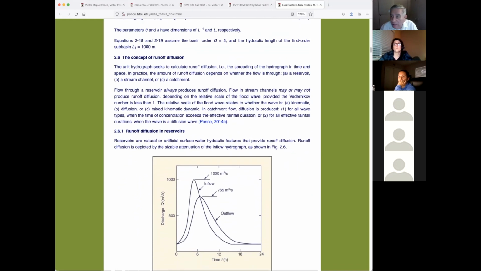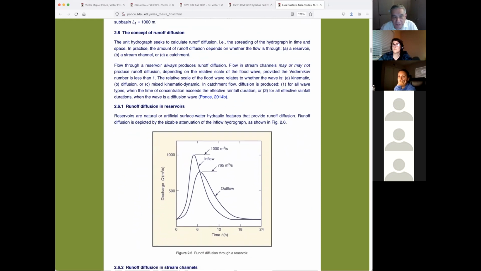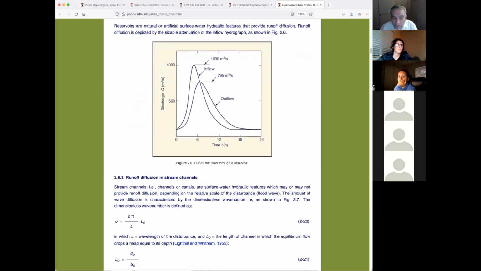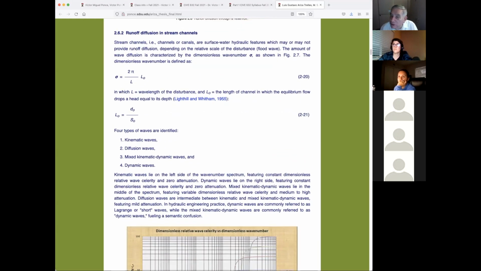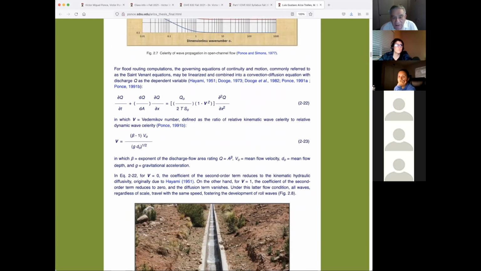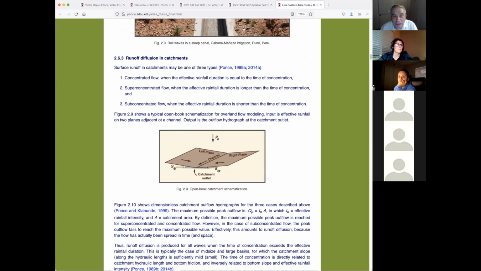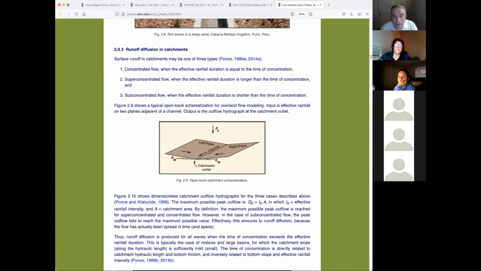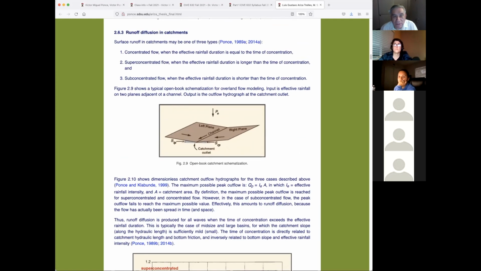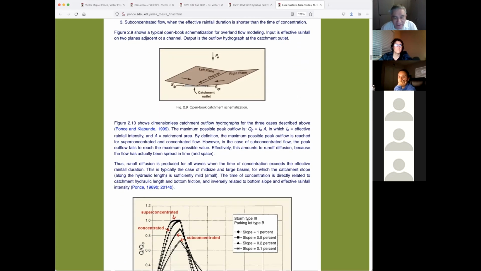What we're calculating as engineers is how much random diffusion you are having. Random diffusion in reservoirs, we already talked about. Random diffusion in stream channels, there's our S-curve. And random diffusion in catchments, I believe we already did this work. I think so. Yeah, we have. I'm not sure, but we'll get back to it later on.